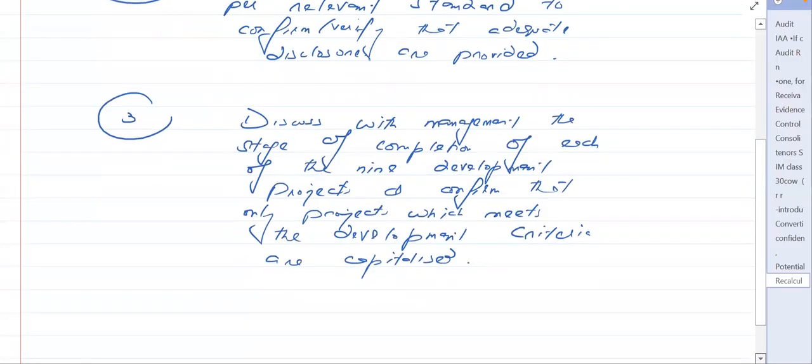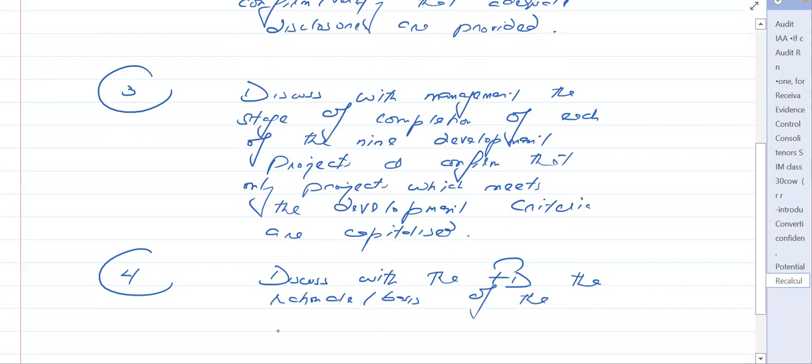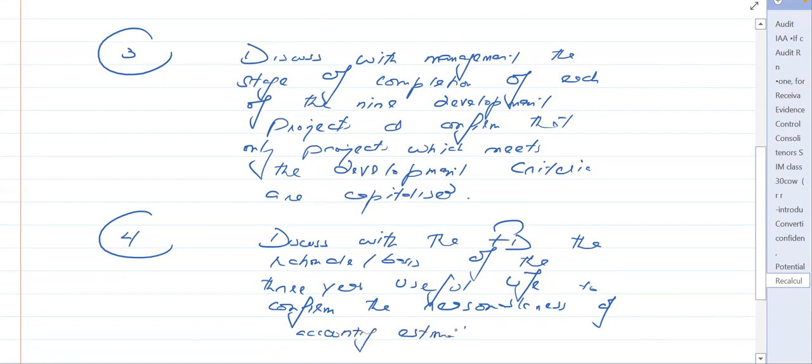Again, you can also discuss with the finance director. Don't write FD in the exam, write it in full. Discuss with the finance director the rationale, or you can also call it the basis, of the 3-year useful life to confirm the reasonableness of accounting estimates.